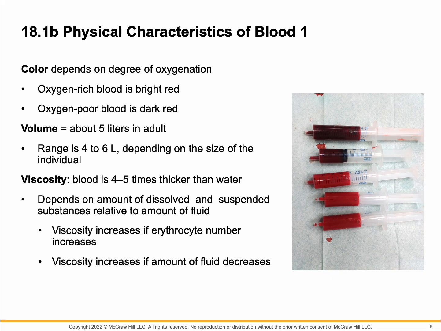Right? And so that's going to be a function of the amount of things in the blood. The amount of cells that we talked about earlier, which are part of our formed elements. The amount of proteins in the blood, the amount of solutes and whatnot. It's going to vary. So a big thing is the number of erythrocytes, so the amount of cells, and the amount of fluid.